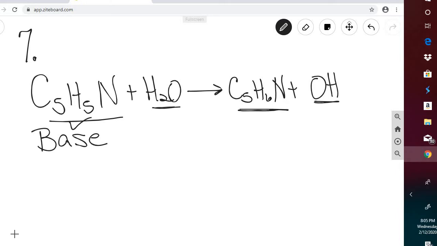So this donated the hydrogen to this. So this would be the acid, the proton donor, or the hydrogen ion donor. Okay, so that's 7A. 7B, we have this.